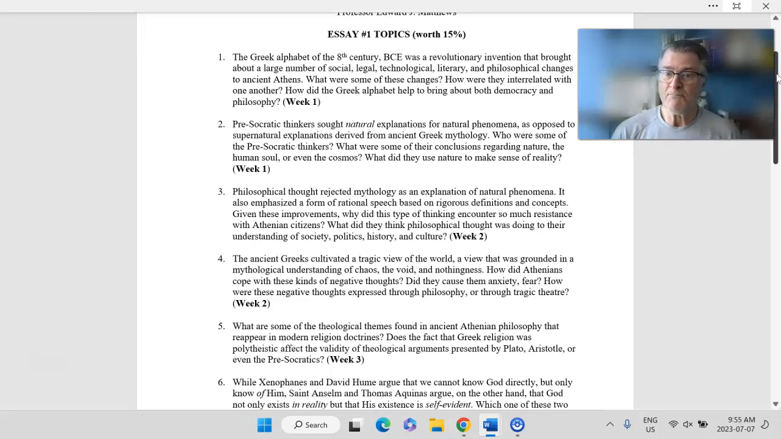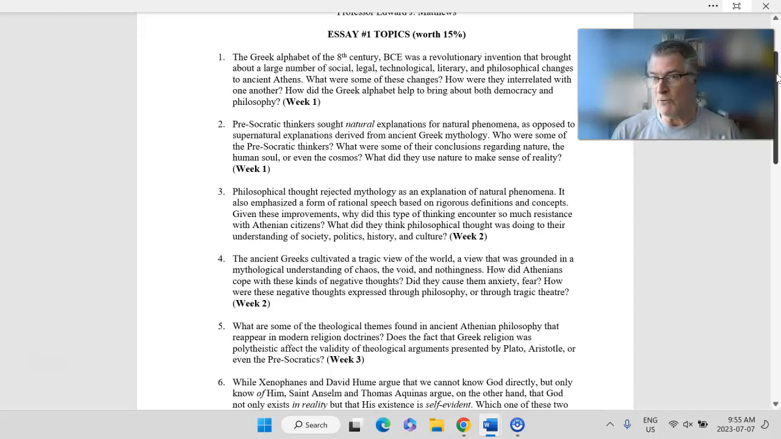So the question is, how did Athenians cope with this kind of negative thinking? Because they cannot rely on mythology anymore. They now have to rely on concepts and rational thinking, and that terrifies a lot of citizens. So how were these negative thoughts expressed through philosophy or tragic theater? So if you are a fan of theater or a fan of storytelling, this is one that you might like.